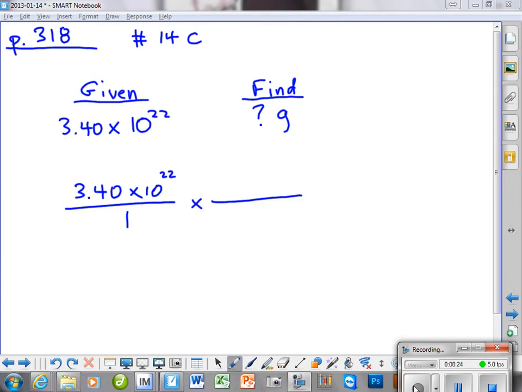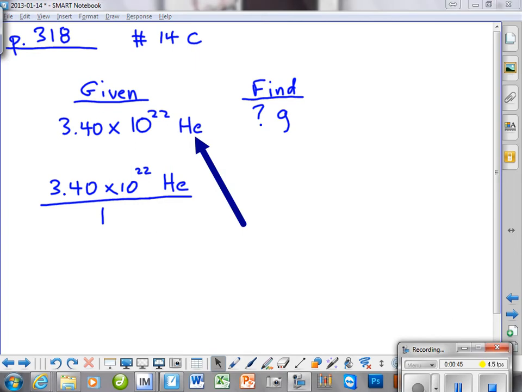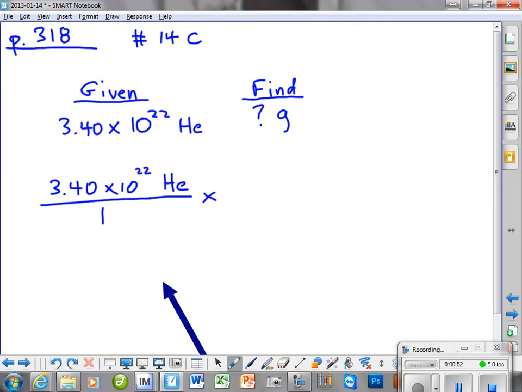So, on this problem, we're starting with the given. The given from right here is coming down here, and we're putting it over 1. That's the way we start all of our calculations. Now, I didn't put in the unit of measure, so let's get that taken care of. Atoms of helium. So, that's what we put in here. Now, our next fraction is going to be helium atoms on the bottom again.